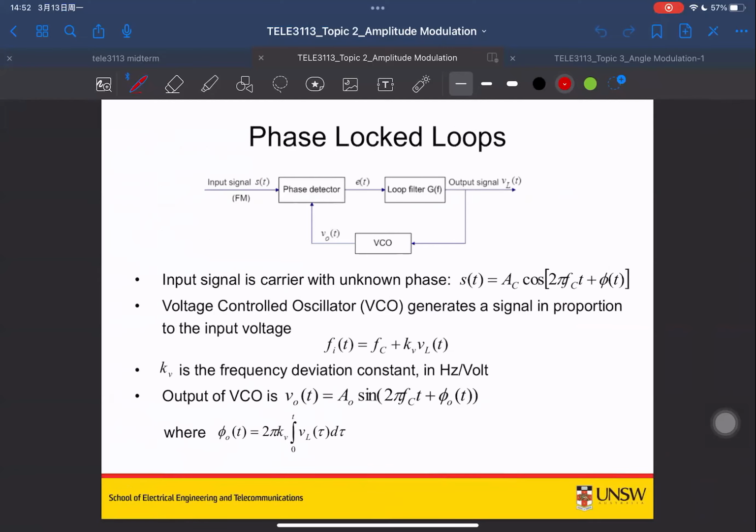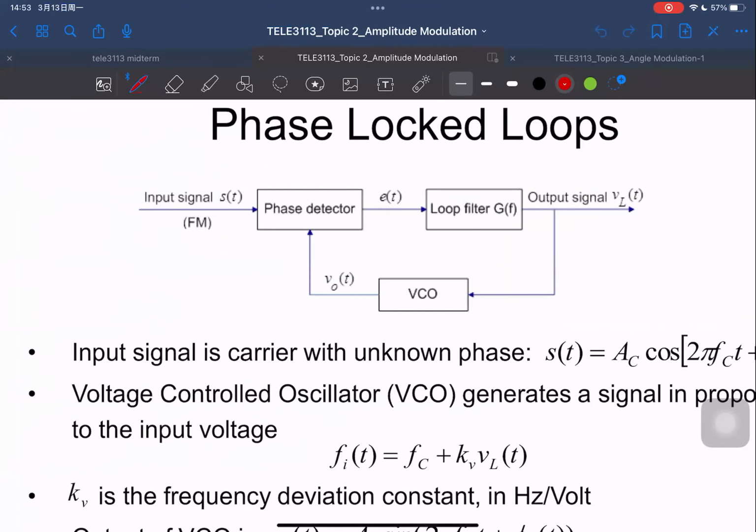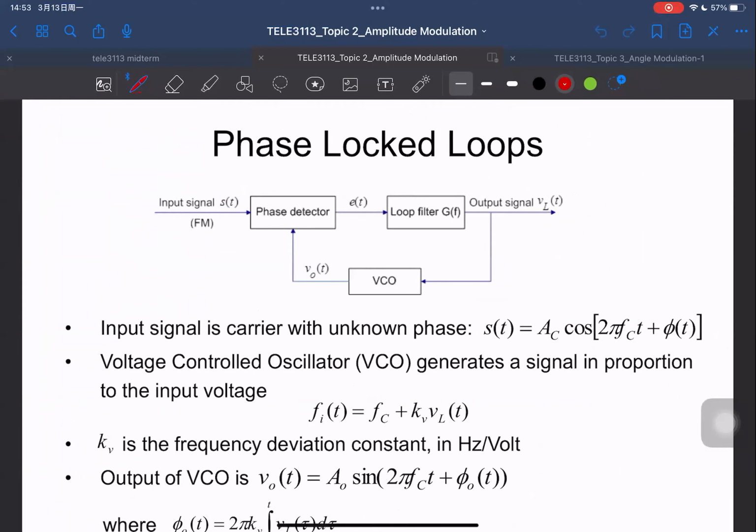So this is the phase lock loop, right? Essentially you put your input signal into what we call a phase detector, and then it goes to a loop filter. Then it has feedback to a block called the VCO, which is the voltage controlled oscillator. The VCO is essentially a frequency modulation block.